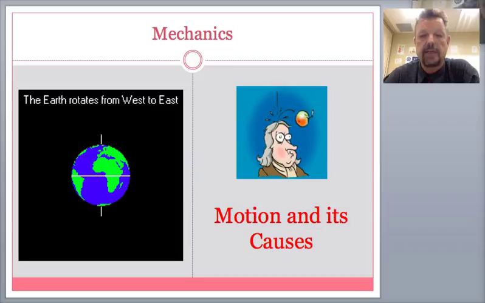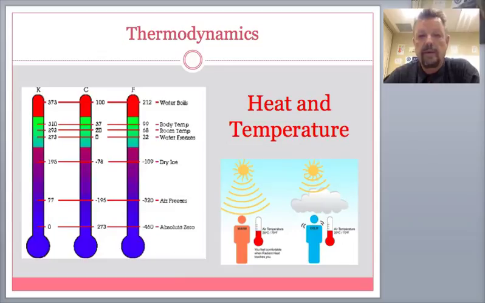On the left you see the Earth rotating from west to east, and on the right you see a small picture of Sir Isaac Newton with an apple hitting him in the head. Thermodynamics is heat and temperature. On the left are the three temperature scales, Kelvin, Celsius, and Fahrenheit, and on the right in the small picture you see the effect of having a cloudy day versus a sunny day on the temperature on the human.